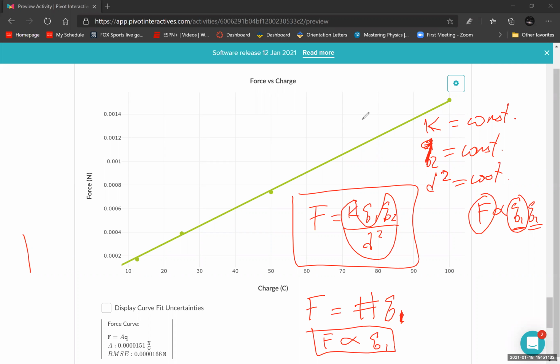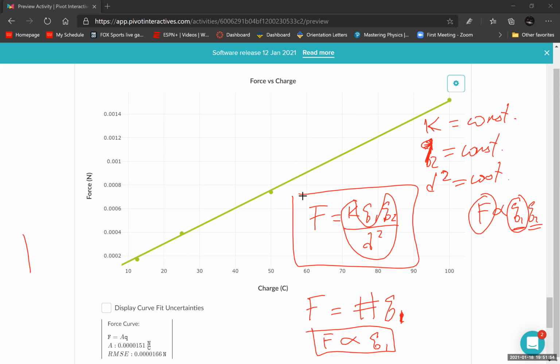Investigating how the force is related to one of the charges, in this case specifically the bottom charge. As you change the charge, what happens to your force? If you decrease the charge, does it decrease the force? If you increase the charge, does it increase the force? Those are the relationships we were looking at in this particular experiment.